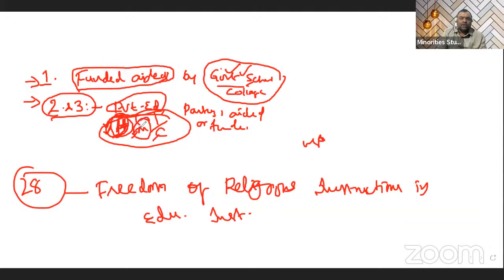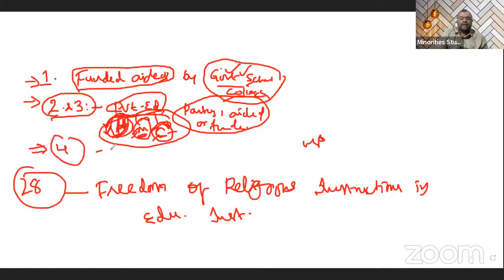Even in the Muslim school, religious instruction will be imparted, but the children of other communities should not be compelled to follow that religion. Even in the Christian missionary schools, they will not compel about their religion. They mention Christianity, the Lord Jesus and everything, but the children should not be compelled to follow it. This is the second and third case.